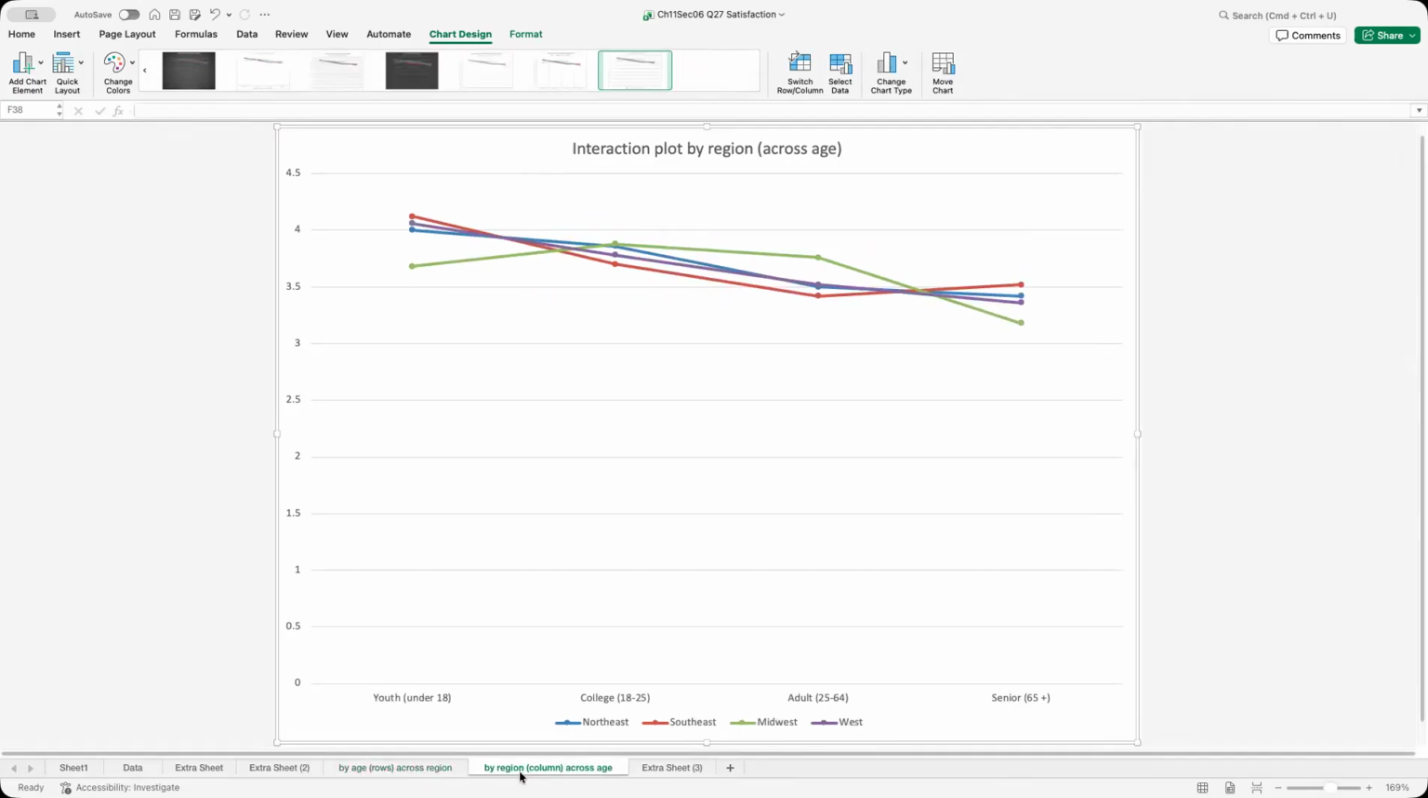Here's the other way. By region against age. So this time, my 4 dots going across, those are the age group averages. And it's by the 4 different regions for the colors. And again, we see these lines cross each other. It looks like they all kind of cross in different places. That's why our interactivity was high.